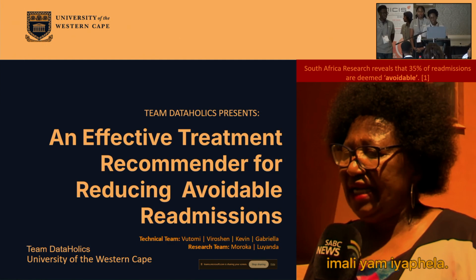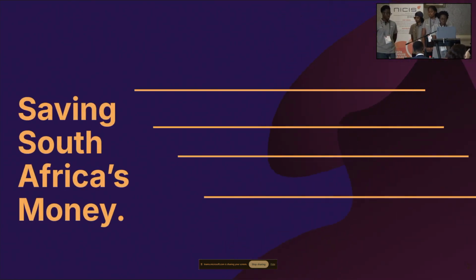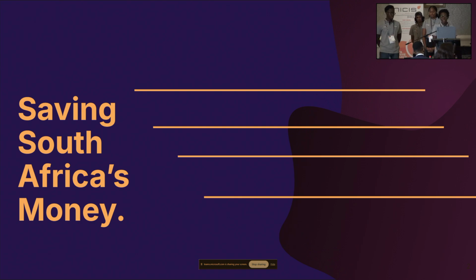So this solution is mainly based on our ground research on South African research, which reveals 35% of readmissions which are deemed to be avoidable. As this lady on the right is complaining that imaliam iyaphela, which directly means that my money is finishing. So our main solution is just to focus on saving South African money by directly allocating the health resources.